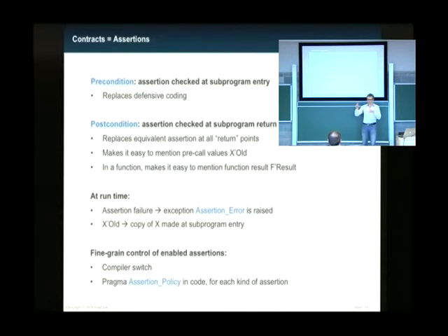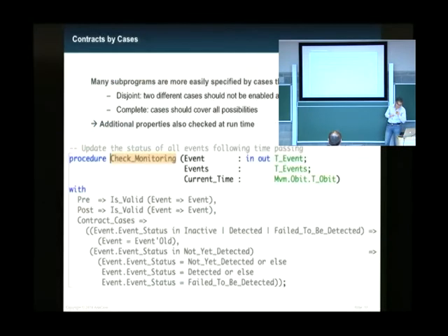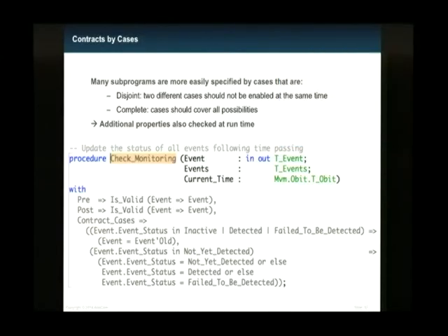Imagine that you have a code where you have three different return statements, and before all that you need to check the value that you are going to return. It's much easier to write it once and let tools take care of that. And you can control which contracts you want to be active or not at any time. As I said, contract cases is the same thing, it's contract, but you can write them in a more convenient way.